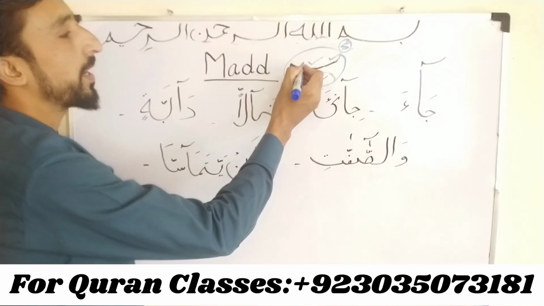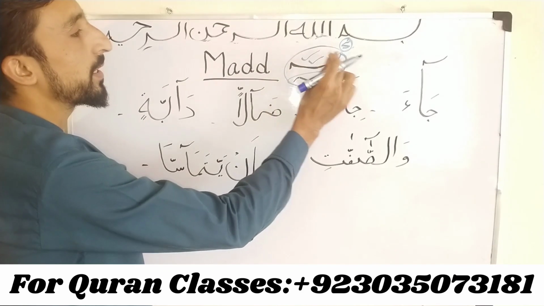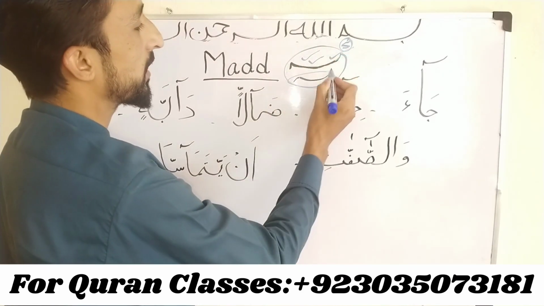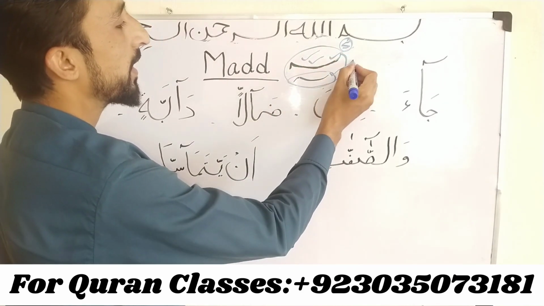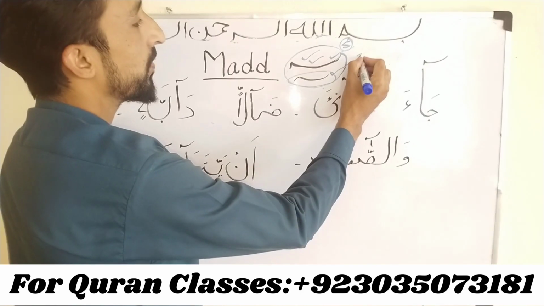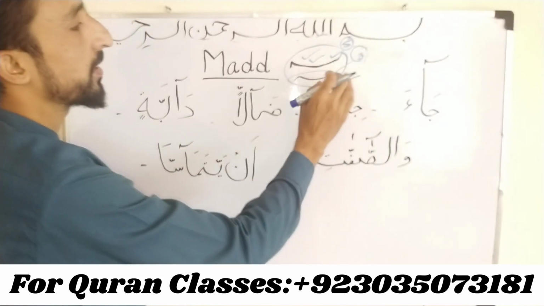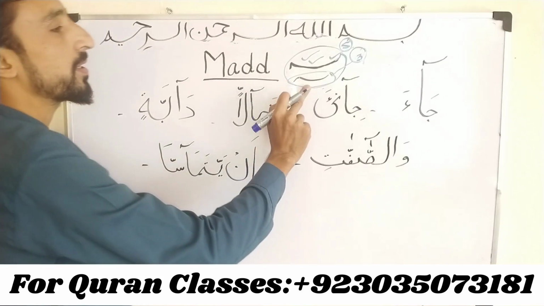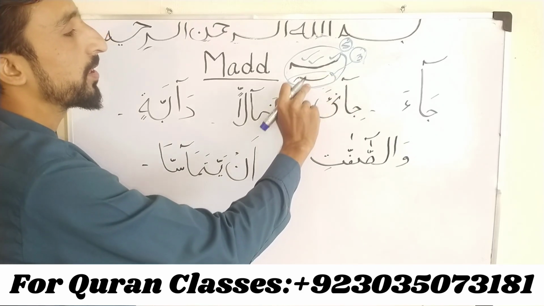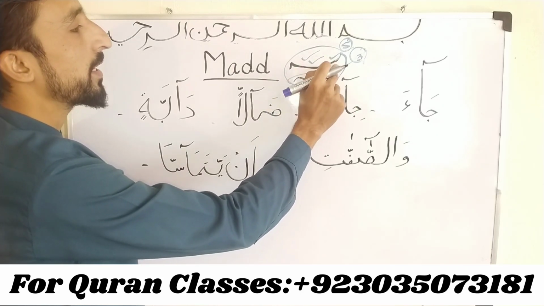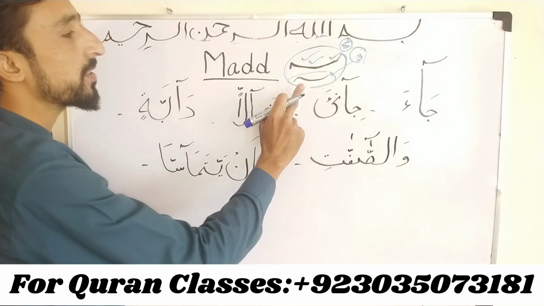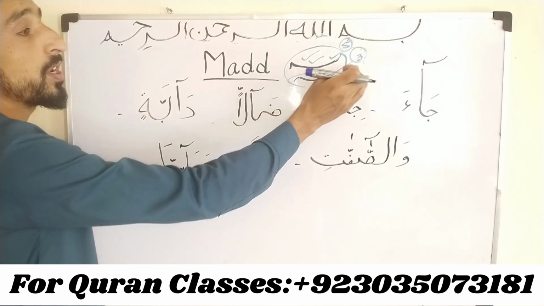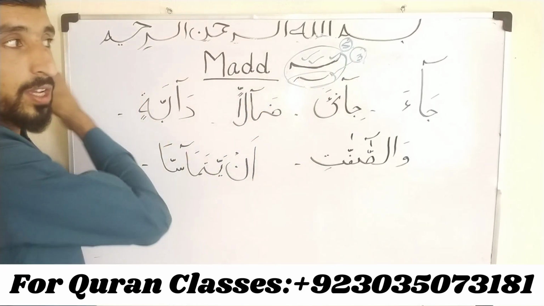Which letter has this type of mad? So we stretch it for 5 seconds. And which letter has this sign of mad? So we stretch it for 3 seconds. Simple. The difference is only in the stretching. Like, which letter has this sign of mad? We stretch it for 5 seconds. And which letter has this sign of mad? We stretch it for 3 seconds.